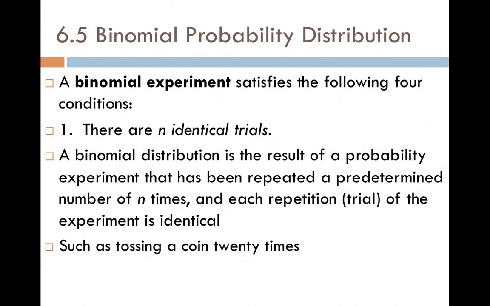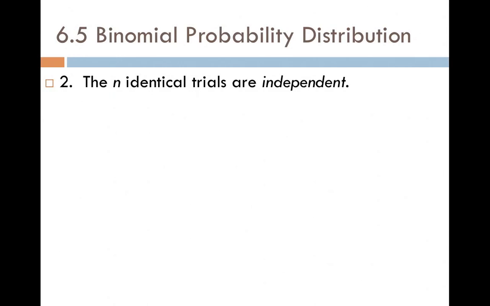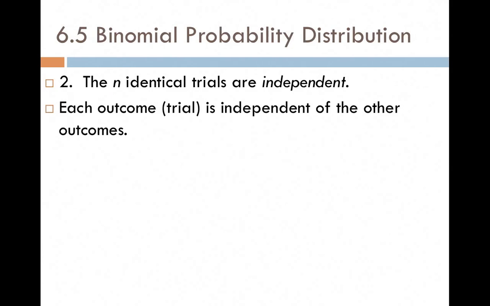Okay, so if we toss the coin 20 times, n, little n would be 20. Roll a die 10 times, n would be 10. Okay, so we could do this for rolling a die, we could do it for flipping a coin, any kind of random experiment. The n identical trials are independent, meaning that each outcome or trial is independent of the other outcomes.